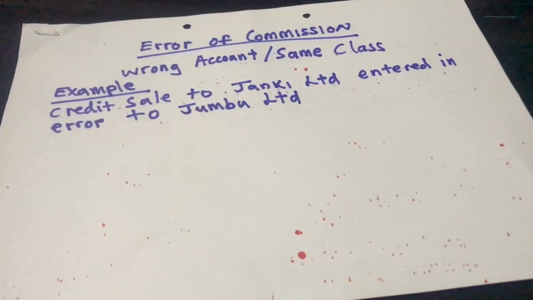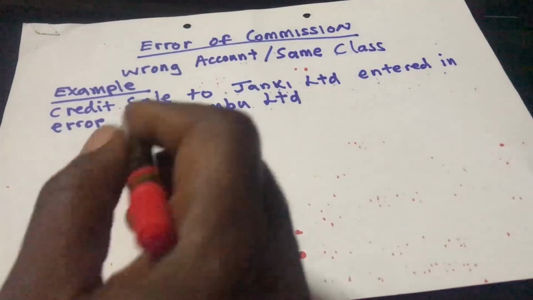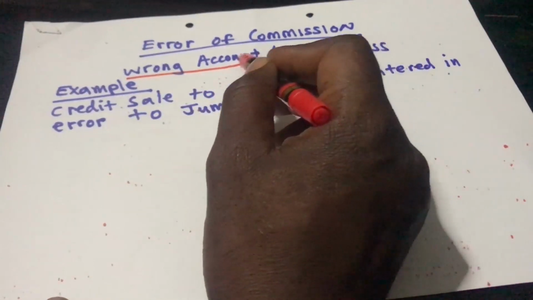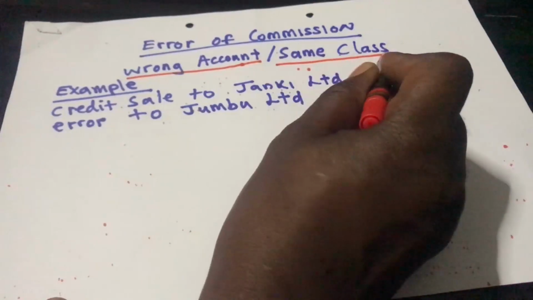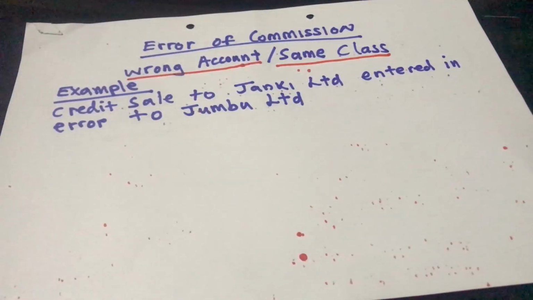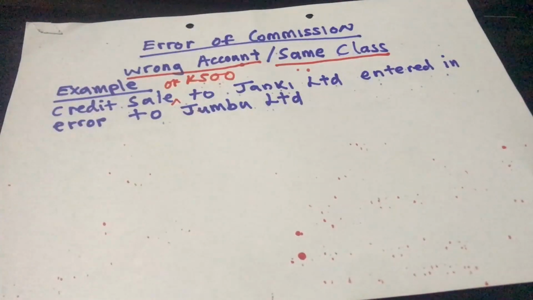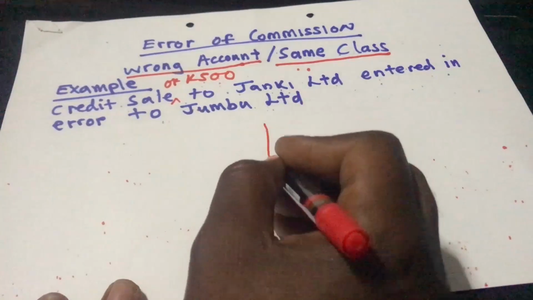So the second error is the error of commission. Now the error of commission is where you have written in the wrong account but this particular transaction is in the same class of accounts. So let me give you an example. A credit sale of 500 to Junkie was entered in error to Jumbo Limited.